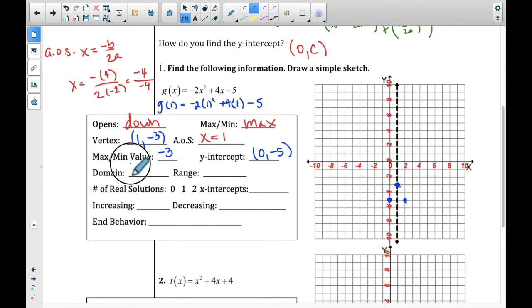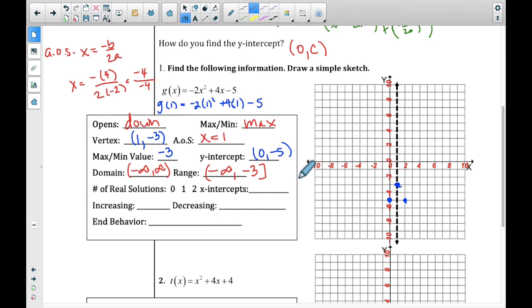Okay, domain and range. Domain is always -infinity to +infinity on a parabola. The range goes from the minimum or maximum value to infinity. And the question is, is it opening up or opening down? So I'm going to wait. I'm going to answer that question. Well, we can see it here. We're almost there. So it's going to go from -infinity all the way to -3, and it does include -3. So I put a square bracket on that one.